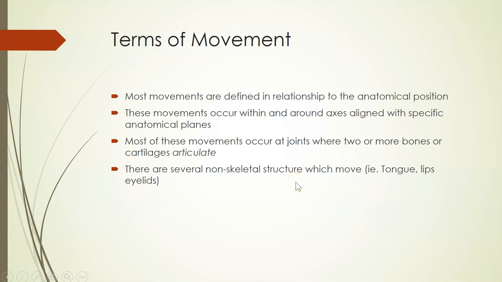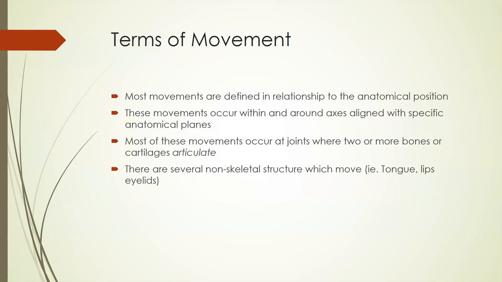This body of ours doesn't sit still. It moves, and there has to be some way to express all the movements that happen. The thing to remember when we talk about terms of movements, again, the reference goes back to the anatomical position. When we think about movements, they occur within and around axes aligned with specific anatomical planes. So remember your coronal plane, your sagittal plane, and your transverse plane. So although joints move around an axis, the limb actually moves across the plane.